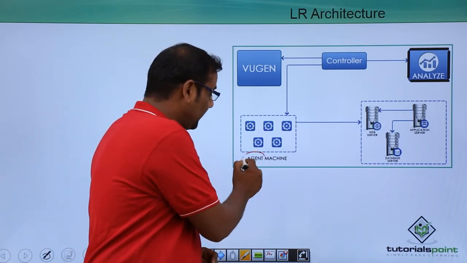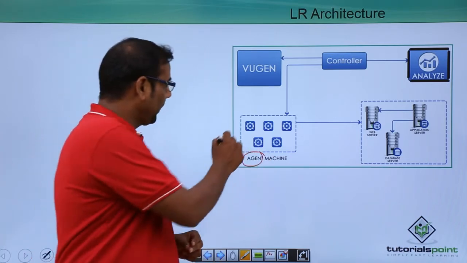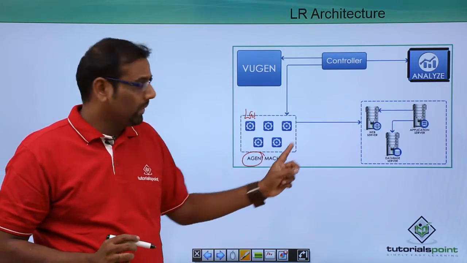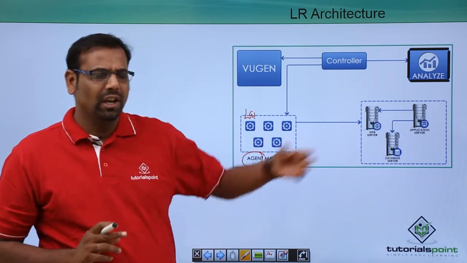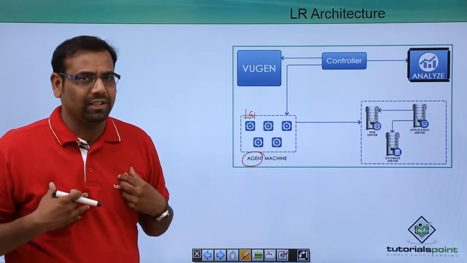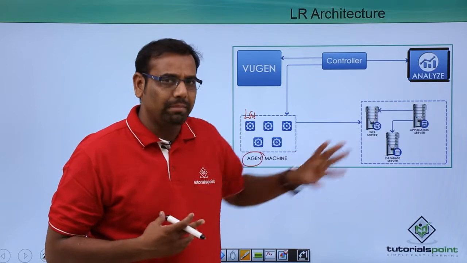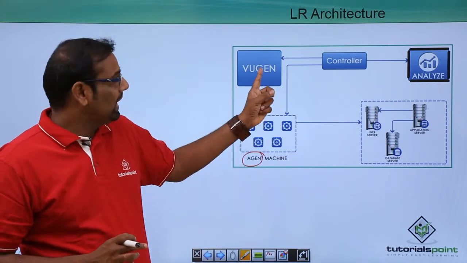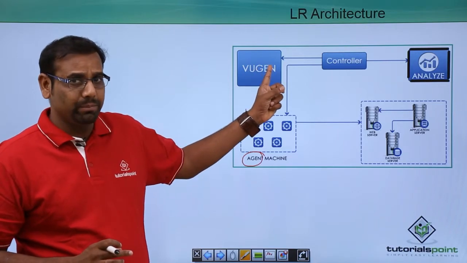You can also call it an agent machine, or we can call it LGs. In this picture I have 5 LGs, and this is my application under test. We can take the same application, which is amazon.in, that I have been discussing so far, and let's say that is my application under test. As you can see here, VUGen is the one wherein you will create the scripts.